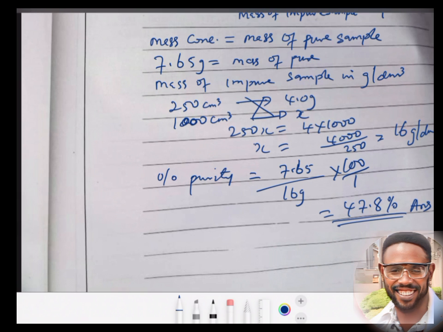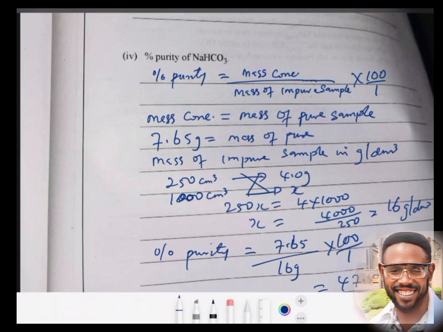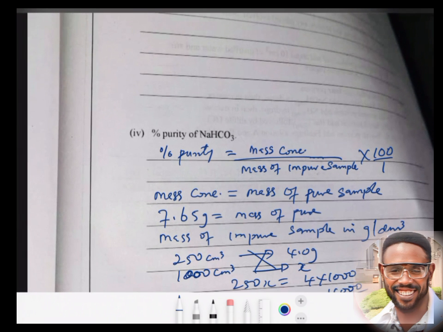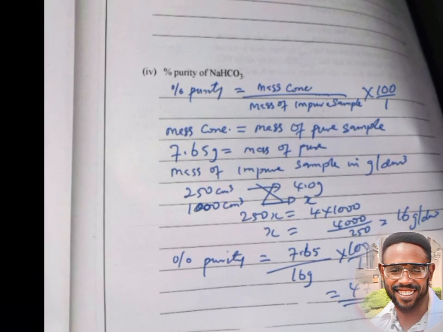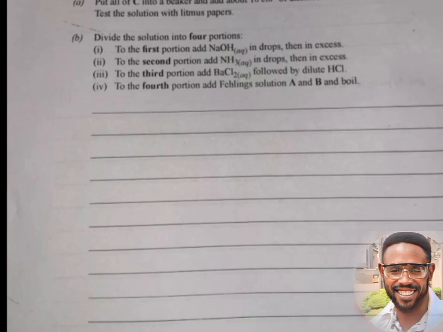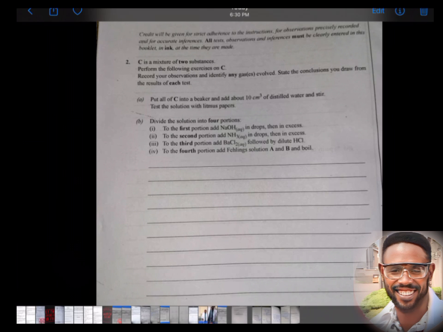We now go to the next question, which should be the salt analysis. That's the qualitative analysis anyway. I believe my solvings are correct. They are, of course. Okay, here is the salt analysis.